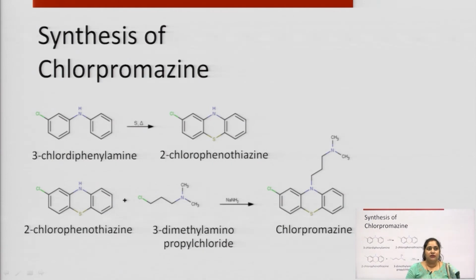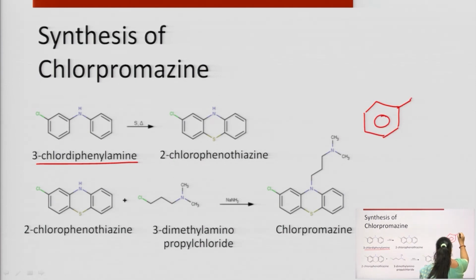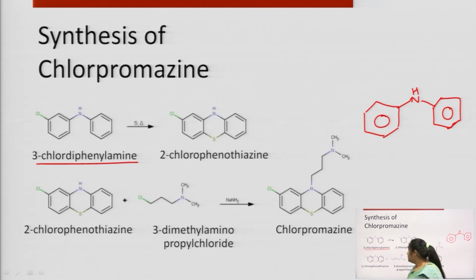So, now this is the synthesis of chlorpromazine. First of all, we have taken 3-chlorodiphenylamine. First, we have to draw the structure of diphenylamine. This is diphenylamine. So, this amine group is attached, and this will go 1, 2 and 3. We have taken 3-chloro. So, this is chloro. So, 3-chlorodiphenylamine.